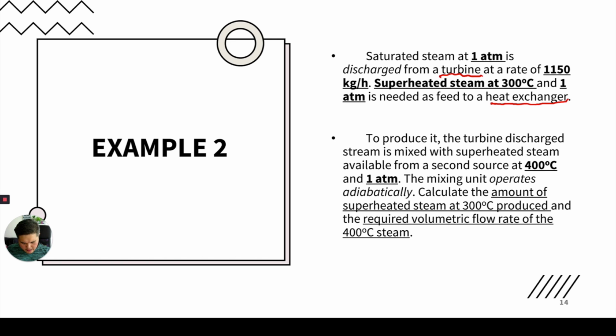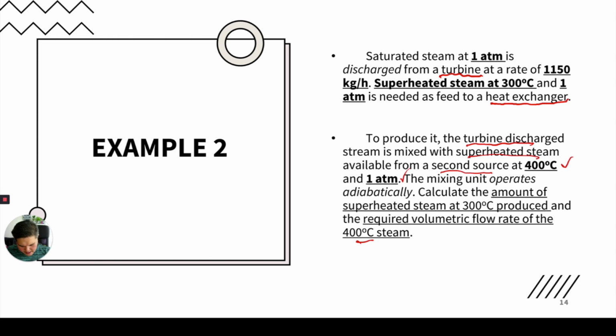To produce it, the turbine discharge stream is mixed with superheated steam available from a second source at 400 degrees Celsius and 1 atm. The mixing unit operates adiabatically, and we calculate the amount of superheated steam at 300 degrees Celsius produced and the required volumetric flow rate of the 400 degrees Celsius steam.